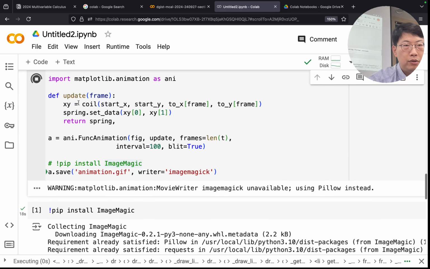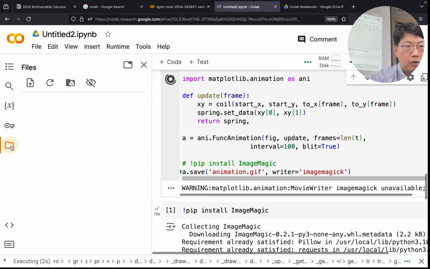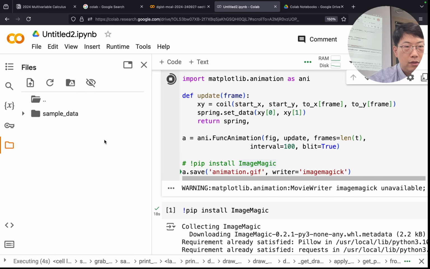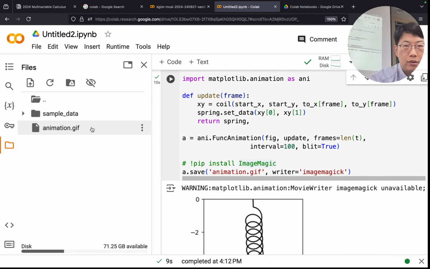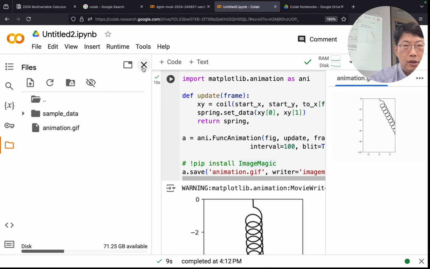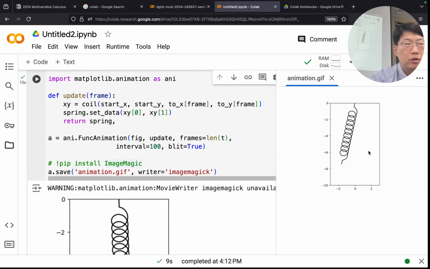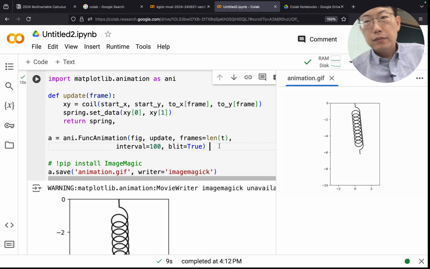So if you run this code, I think it saves on the cloud storage here. So you can see it here. The result goes here. You can open up the GIF file here.